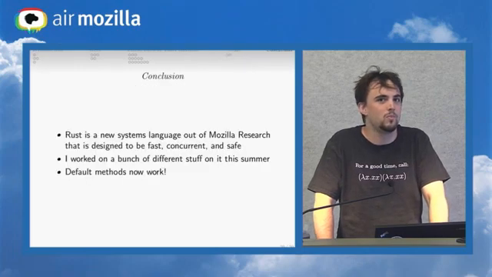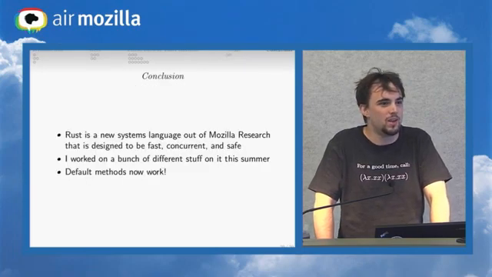So in conclusion, Rust is a new systems language out of Mozilla Research that's designed to be fast, concurrent, and safe. I worked on a bunch of different stuff on it this summer, and default methods work now. If you're a Rust programmer, which you aren't, go use them. Okay.